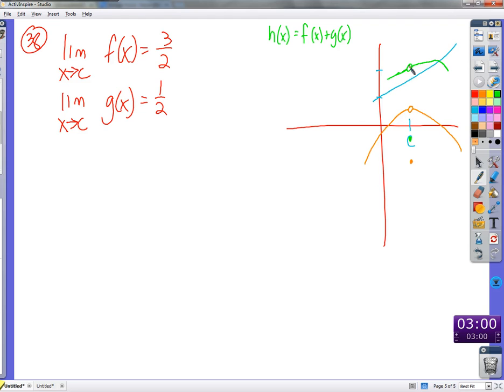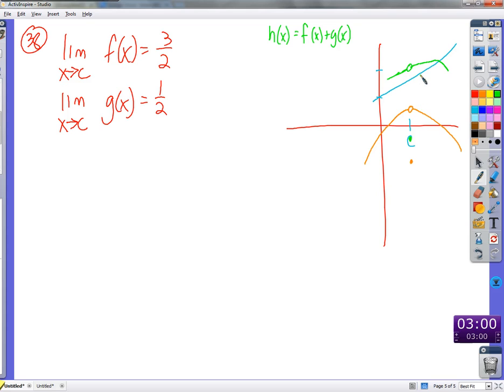Near 1/2. So these values on the left, on the green function, are approaching 1/2. We add the 3/2 plus the 1/2. Did you say 1 earlier? That's going to be 2. It's getting close to 2.